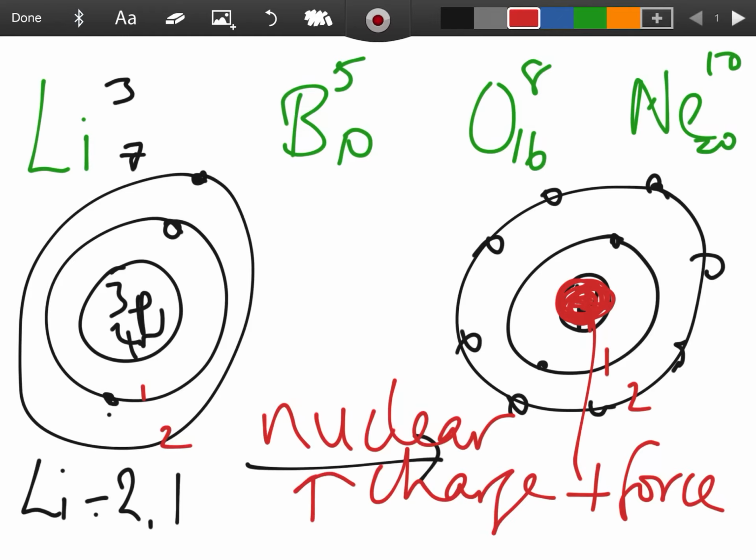And the other thing, lads, is because you're not adding a new energy level, there is no increase in screening or shielding. So there are no electrons in the middle getting in the way, blocking the positive force of the nucleus.